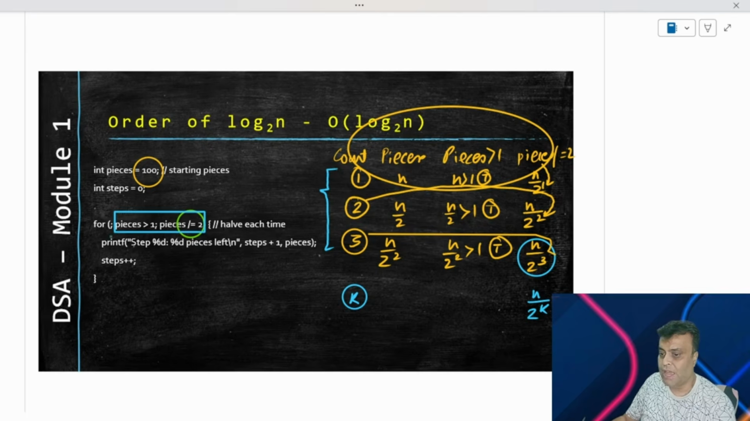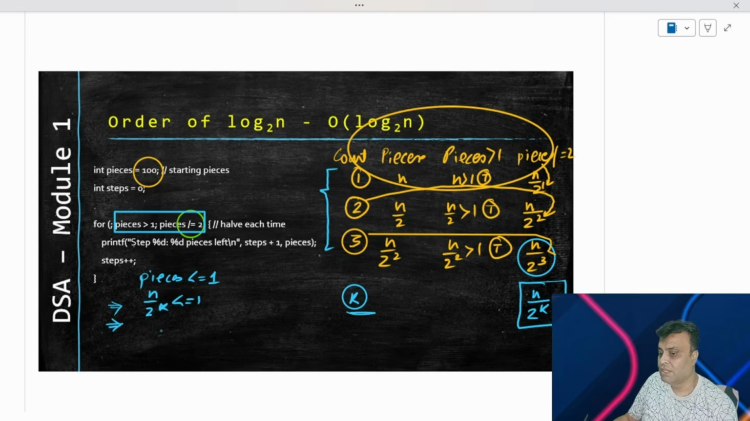The value of pieces greater than or equal to 1 is when you are actually running the loop. So can I say the loop will stop in the opposite direction, that is, pieces less than or equal to 1 will stop the loop? The value of pieces is n by 2 to the power k for the kth iteration. So I can substitute n by 2 to the power k, less than or equal to 1, as when it will stop. Therefore n by 2 to the power k is equal to 1, which implies that n is equal to 2 to the power of k.